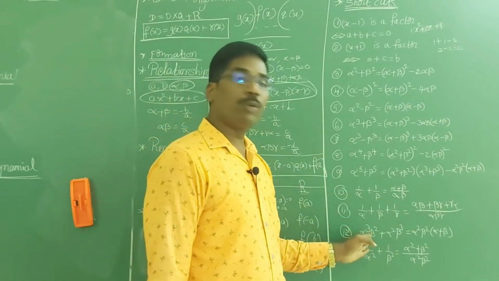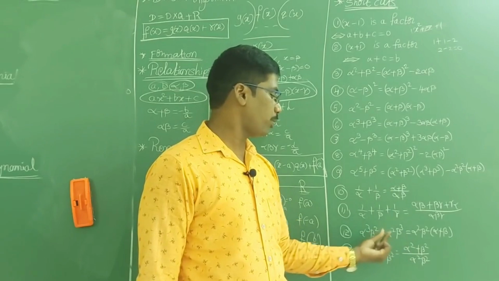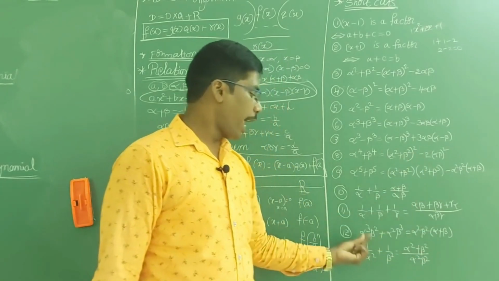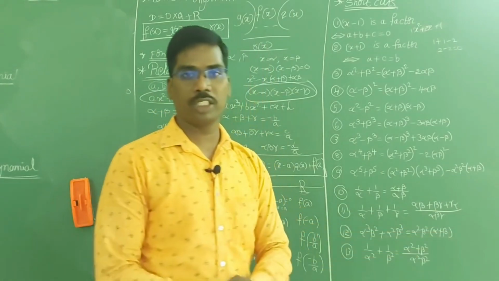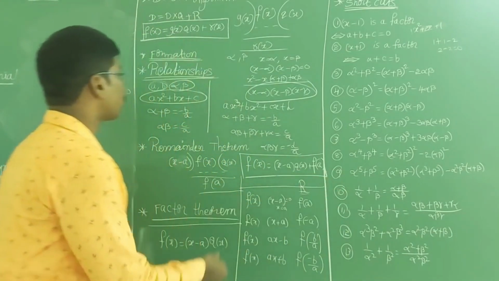Like that, α³β² + α²β³. If you take common α²β², then α²β²(α + β). Again, 1/α² + 1/β² = (α² + β²)/(α²β²). One important thing I will say, then the remaining you can do it.